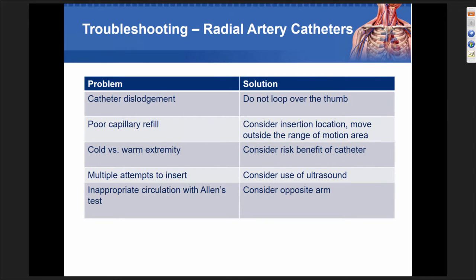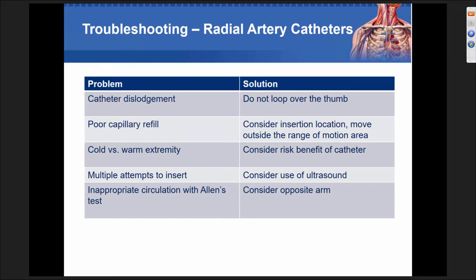So think about radial catheter dislodgement with looping over the thumb, and poor capillary refill because you've taken too much space within the vessel, so now they're constricted and potentially don't have enough flow around, so you don't have good capillary refill. If their hands are cold versus warm, you really need to think about whether the catheter needs to stay. We're getting to an area where we potentially have an occlusion. Does that catheter need to be in place? Multiple insertion attempts is no longer acceptable. By evidence and by standard, as disciplines of respiratory therapists and nursing, we have 2 attempts to get a line in place. We should be using ultrasound and using a no blind stick approach on everything that we do.